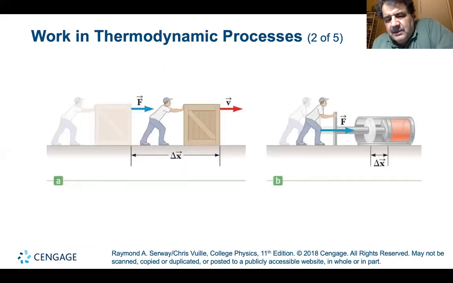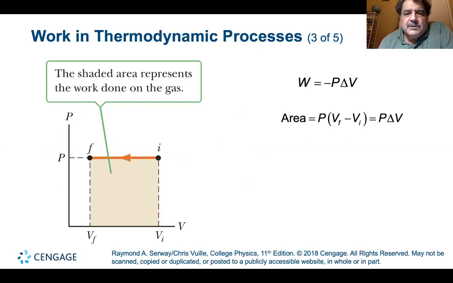In first semester physics, you learn that work is equal to force times distance. Here again, it's a force on the piston times the distance delta x. So the shaded area represents the work done on the gas. Work is equal to minus P delta V. The area under the curve is P delta V, which equals P times V final minus V initial.